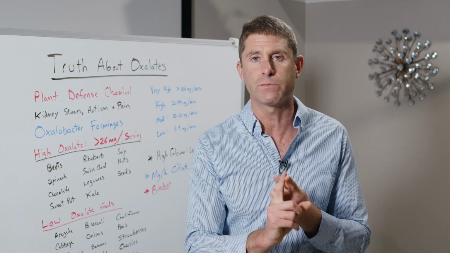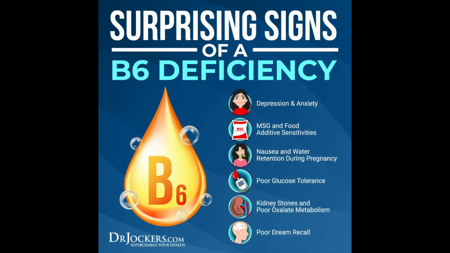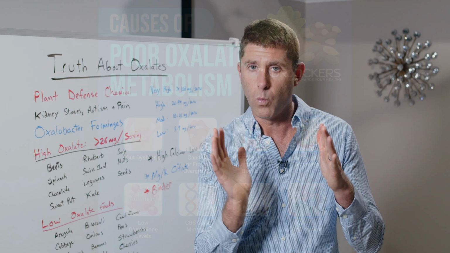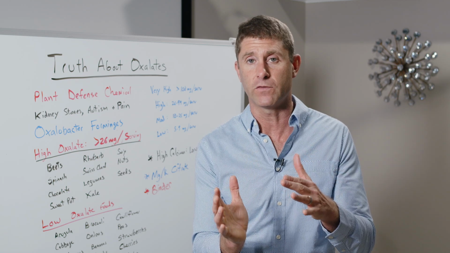Also, there's an association between a vitamin B6 deficiency and poor oxalate metabolism. So we'll also want to look at that. Now, the good thing is if you want to get an organic acids test to look at your oxalate metabolism, it can also look at your B6 levels and see if your B6 levels are sufficient. Or if you've had blood tests done, there are a couple of signs of a B6 deficiency.